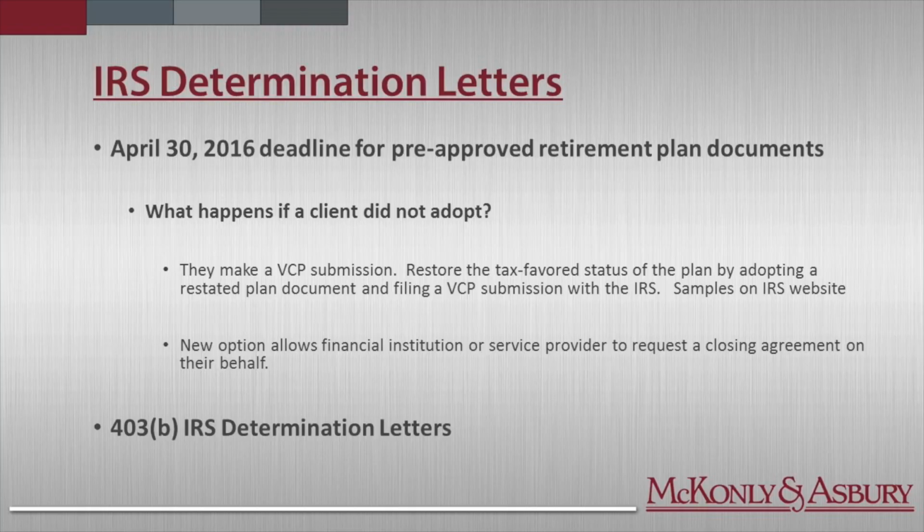The other new option also allows a financial institution or a service provider, similar to the ones we mentioned already, like Fidelity, Vanguard, or Schwab, to request a closing agreement on their behalf. And the thought process behind this one is, say those companies have several different clients that maybe didn't adopt in time, they could do this closing agreement for all of them at the same time.